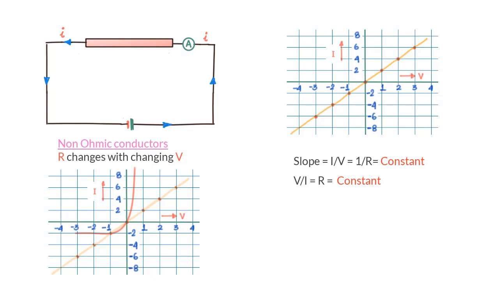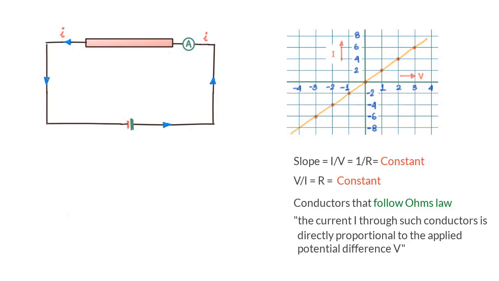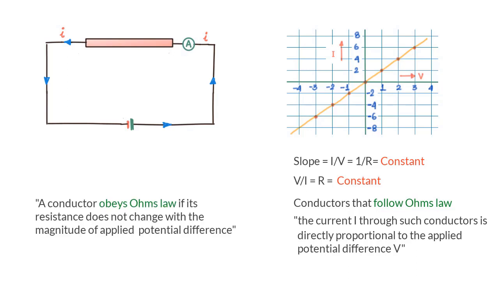So to wrap up this topic, we can say that for conductors that follow Ohm's law, the current I through such conductors is directly proportional to the potential difference V applied to the conductor. Another way of stating the same law is that a device obeys Ohm's law if the resistance of the device does not change with the magnitude of applied potential difference V.